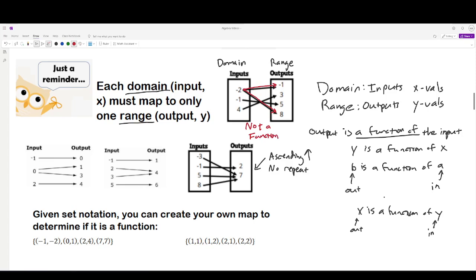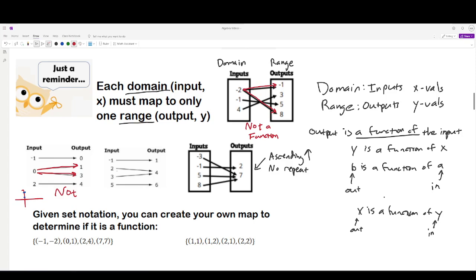In this one, 0 can map to 1 or 3. So imagining that on a graph, that means when x is 0, y could be 1 right here or 3 up here. So we would fail our vertical line test. So this one is not a function either.